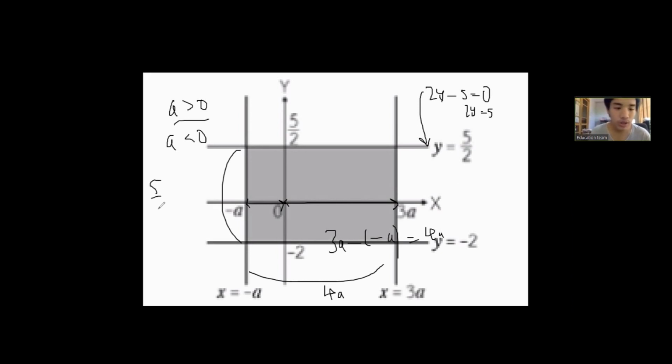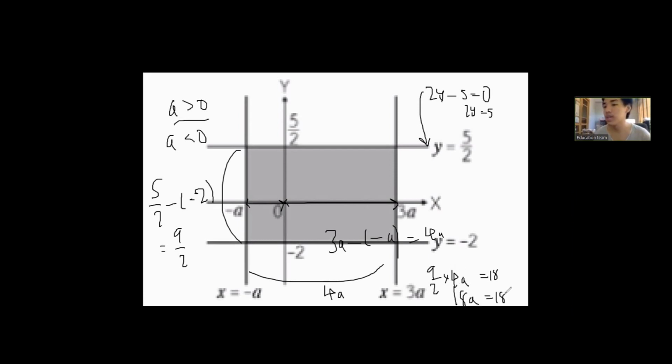So essentially we have length of 4a, and the width is this bit, which is what? 5 over 2 minus minus 2, and that would give you 9 over 2, I think. So we have that 9 over 2 times 4a is equal to 18. And if you solve that, 9 over 2 times 4a is 18, the 2 and the 4 cancel, so that will give you 18a is 18.